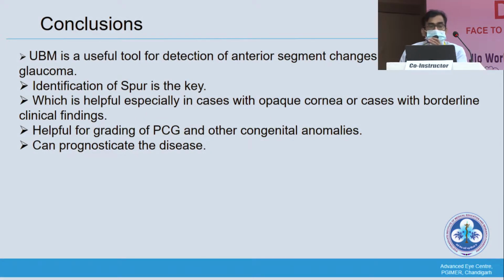So, in conclusion, UBM is a good tool for detection of anterior segment changes in congenital glaucoma. Identifying the scleral spur is the key, and UBM is especially helpful in cases of opaque cornea or cases with borderline clinical findings. It is helpful for grading of PCG and other congenital anomalies, and can even prognosticate the disease.